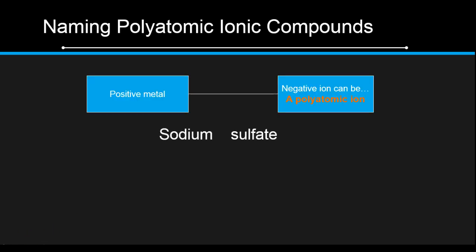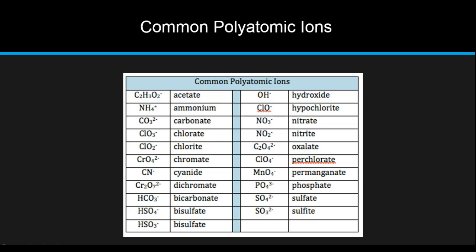Alright, let's do another example of a polyatomic ionic compound. We have sodium sulfate. We know that the sodium symbol is Na. We worked with it before. Sodium has a +1 charge. Sulfate we'll have to look up on our table. Sulfate is SO4 with a 2- charge, so this one's a little different.